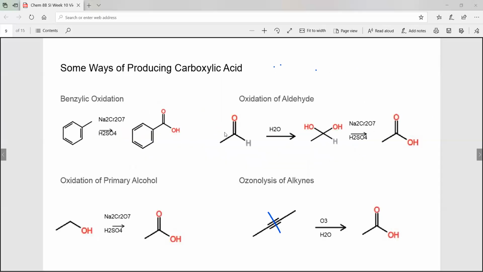We review some ways of making carboxylic acid. So we have benzylic oxidation using the Jones reagent. We have oxidation of aldehyde, oxidation of primary alcohol, and ozonolysis of alkynes. The ozonolysis reaction cuts the molecule in half and forms carboxylic acids.